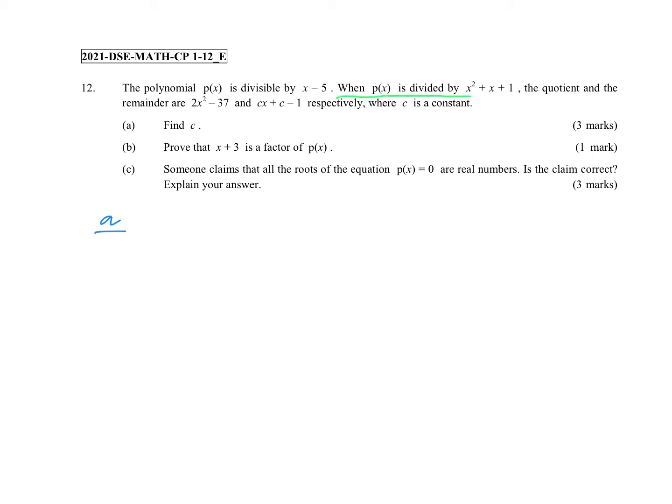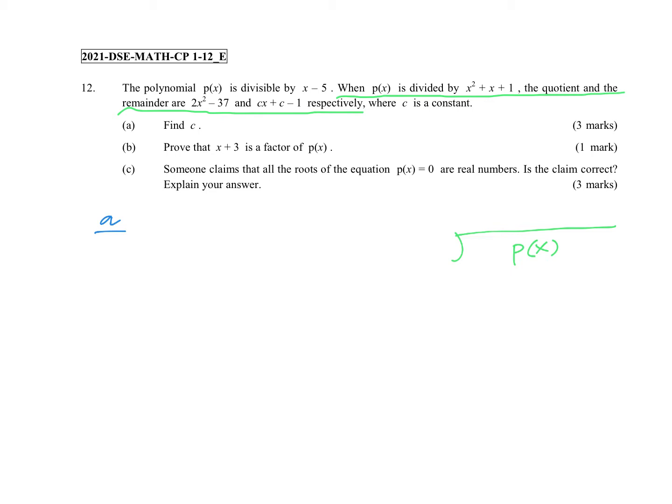Because for this sentence, the information seems to be quite sufficient, quite enough information given here. So of course, you can make use of the long division to help you visualize the problem.